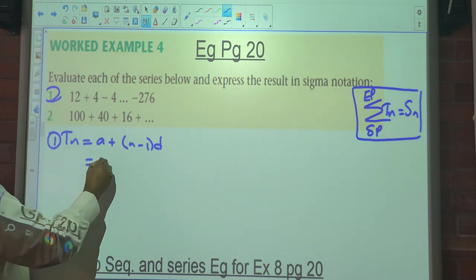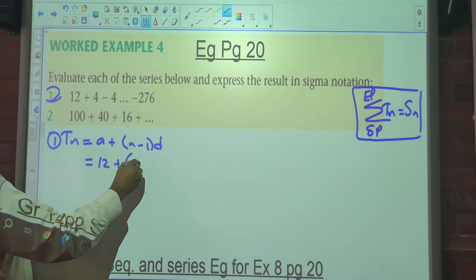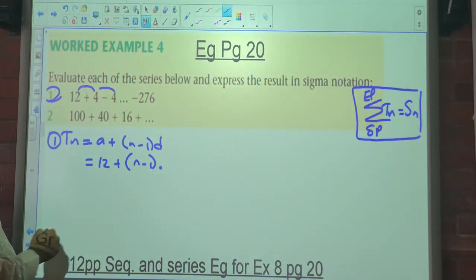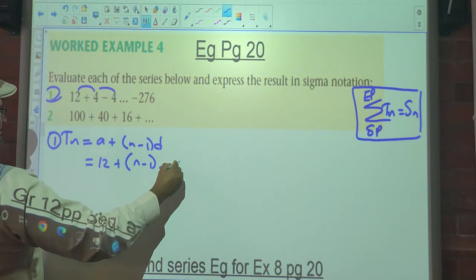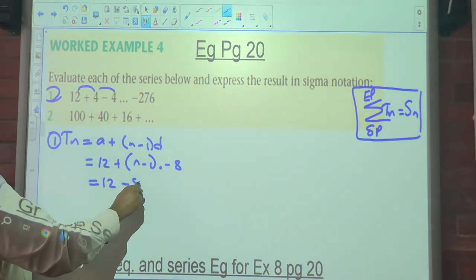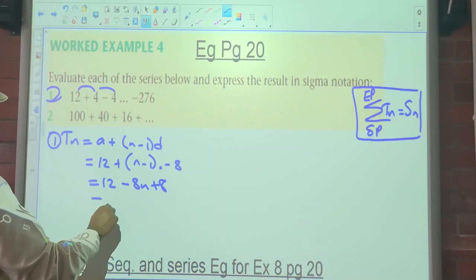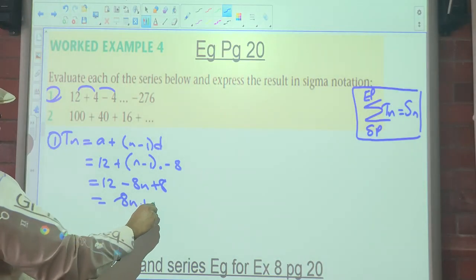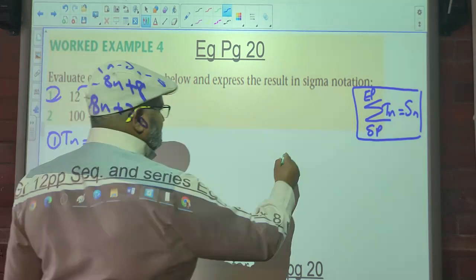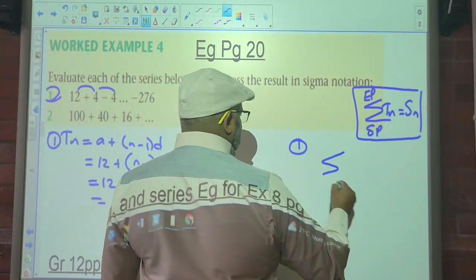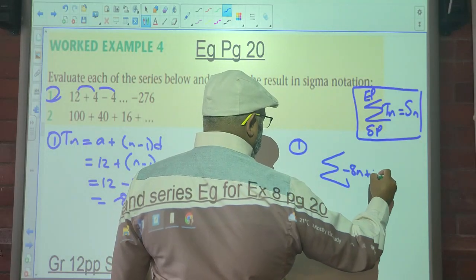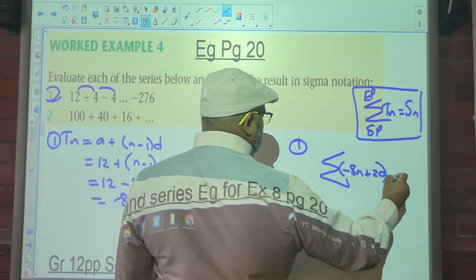12 plus n minus 1 times d. What's your d value? How do I move from one term to the next? Subtracting 8. So it will be 12 minus 8n plus 8. So we get negative 8n plus 20. That's my general term. Since it's more than one term here, I put it in a little bracket.